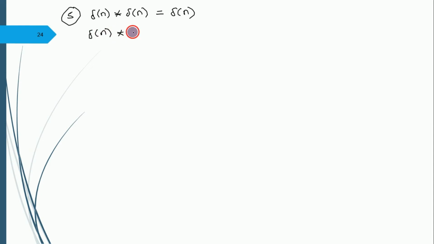Delta of n convolved with delta of n minus 2. In this case, what you are supposed to do is, I'll tell you the trick. Whenever you have an impulse function convolved with any other signal, it will give you the other signal itself. That statement I had already quoted in the very first example. This is the answer. And now one more variation.